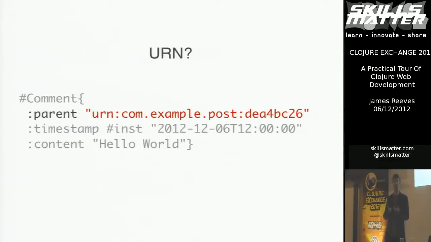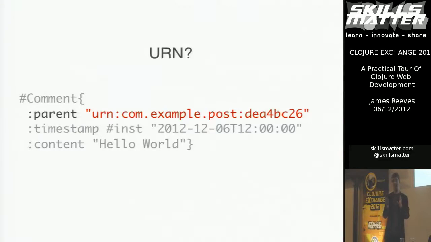So maybe we go one step further and have this idea of a URN. A URN is a way of identifying a resource without giving away anything about its location. In this case, we have a URN, and we're saying it's of type com.example.post, sort of thing. So that's a kind of unique classification. And then we have some kind of unique identifier afterwards, which identifies the actual record. So it's kind of like class and then instance.